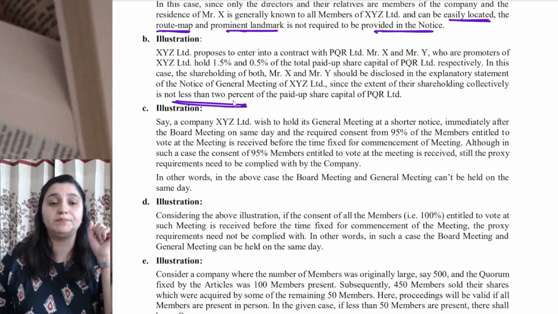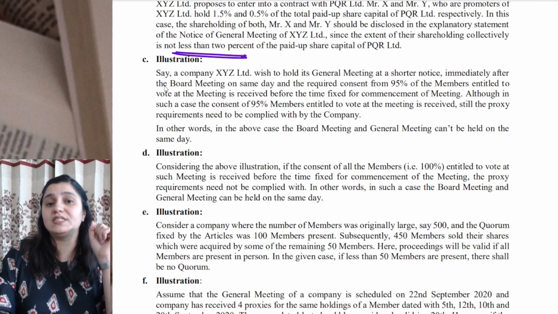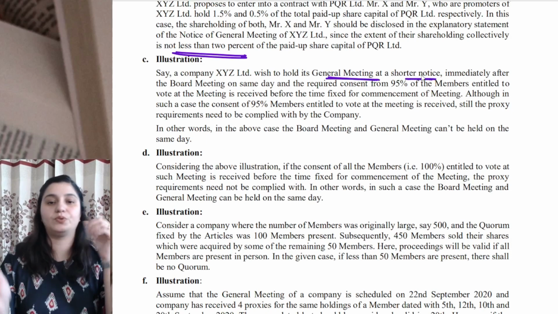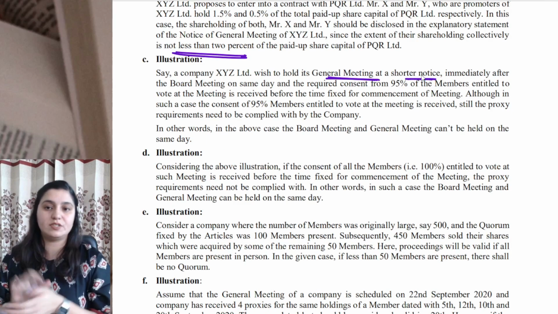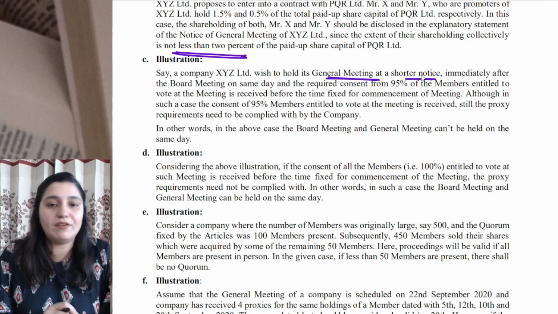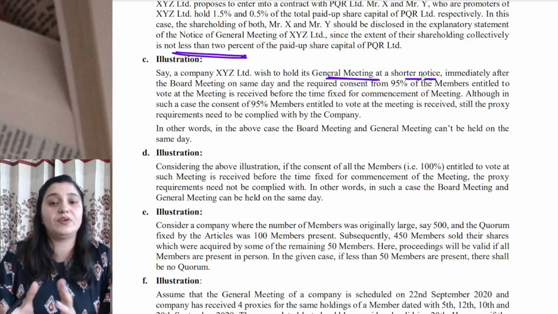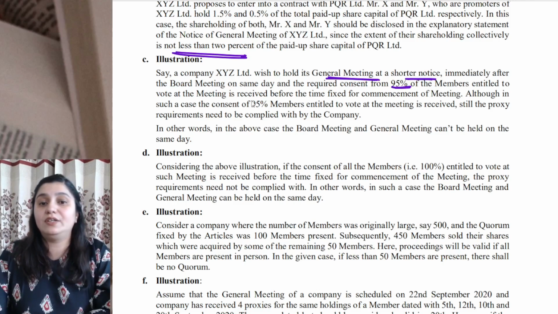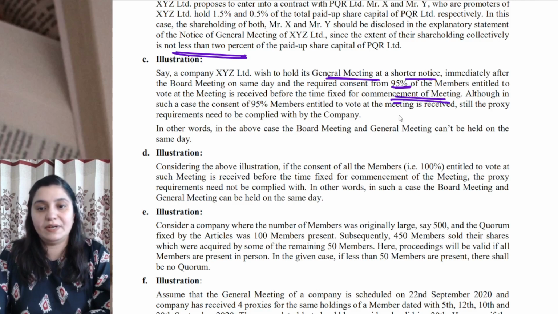Yes, it is absolutely necessary. The next illustration is, say a company XYZ Limited wish to hold its general meeting at a shorter notice. It can hold it with 95% of consent. Immediately after the board meeting on the same day and the required consent of 95% of the members entitled to vote at the meeting is received before the time fixed for the commencement of the meeting.